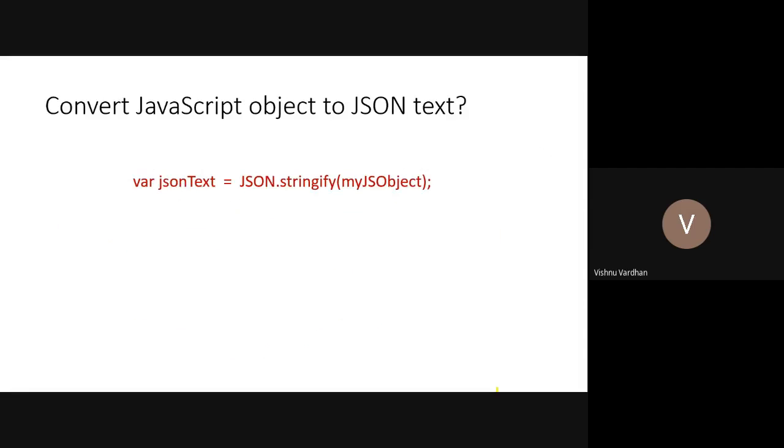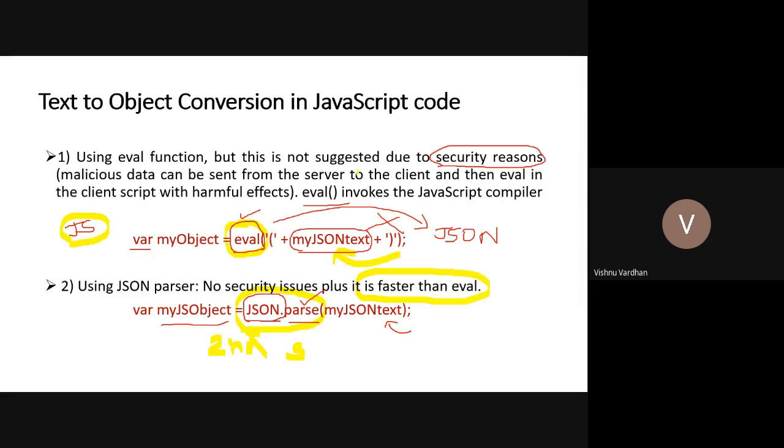Next, now the reverse one. Earlier with this approach, what we have done is there is an object. This is an object, and this object is supplied to this parse method.